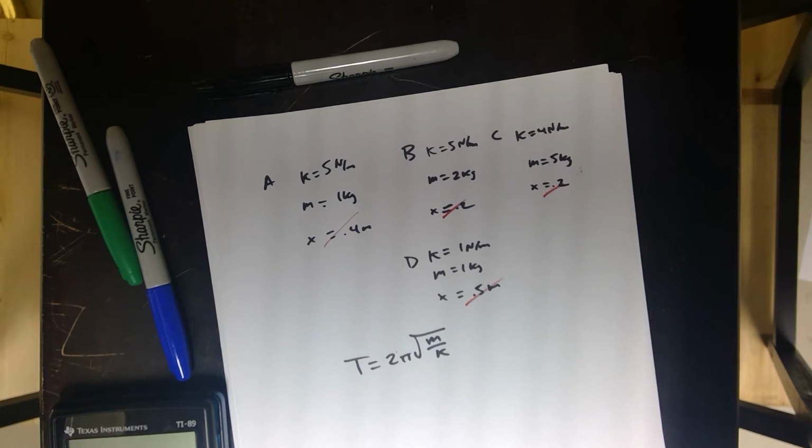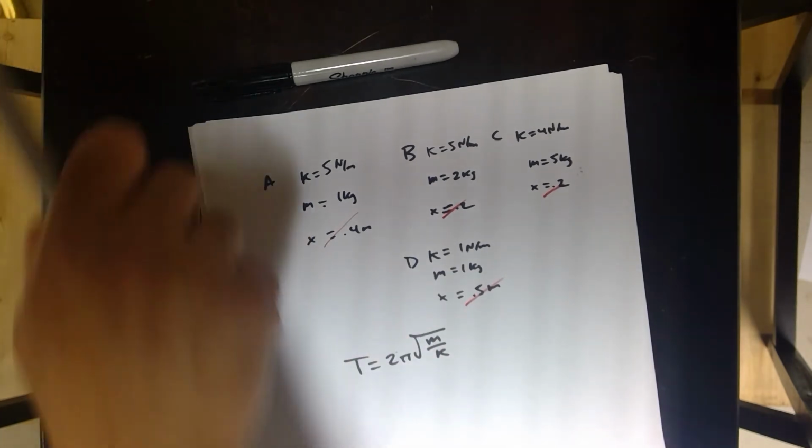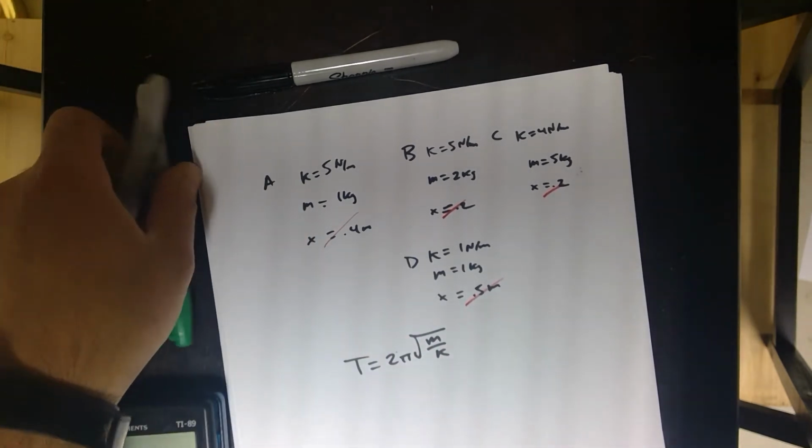And essentially, we learned that a large value of M yields a larger period. And what you should also see here is that it's the opposite for k, since it's in the denominator. A larger value of k would give you a smaller period, and a smaller value of k would give you a larger period.